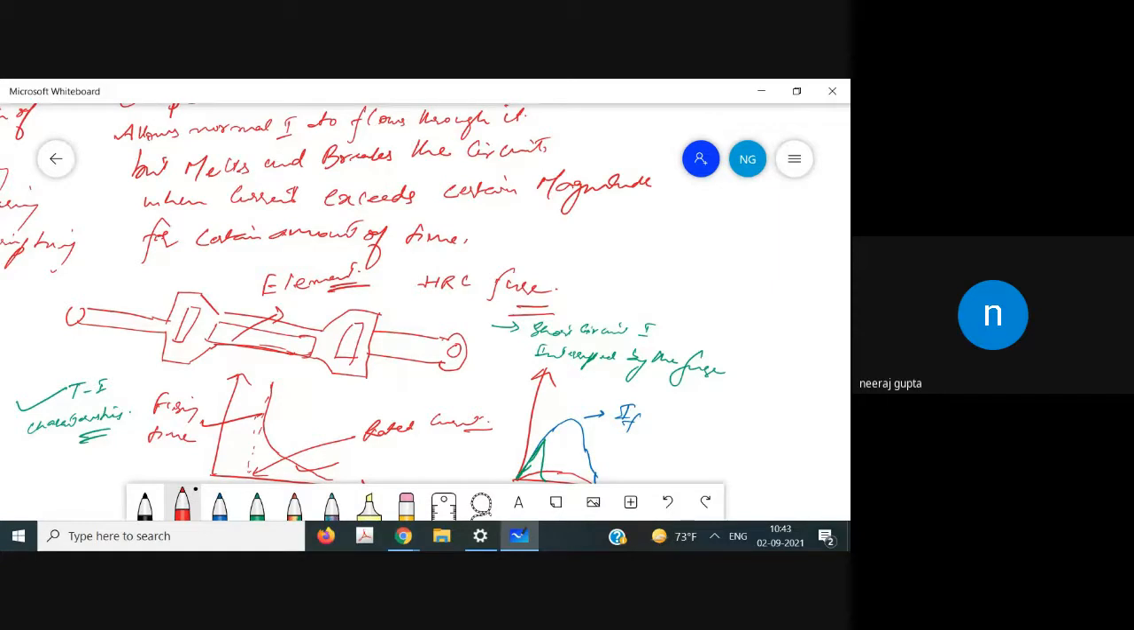This is also known as the element. So when the current flows in a fuse, the heat is generated and the temperature rises. That we have already discussed, that the heat is produced, and as a result, the circuit is isolated because of that.